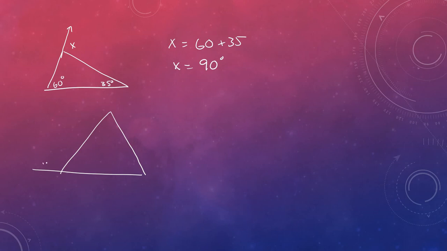Also, if I have something like this, and that's 120, and I tell you this is 50 and this is x, you can solve for x by saying x plus 50 equals 120, so x equals 70. Pretty simple. All right, and that's it for this lesson.